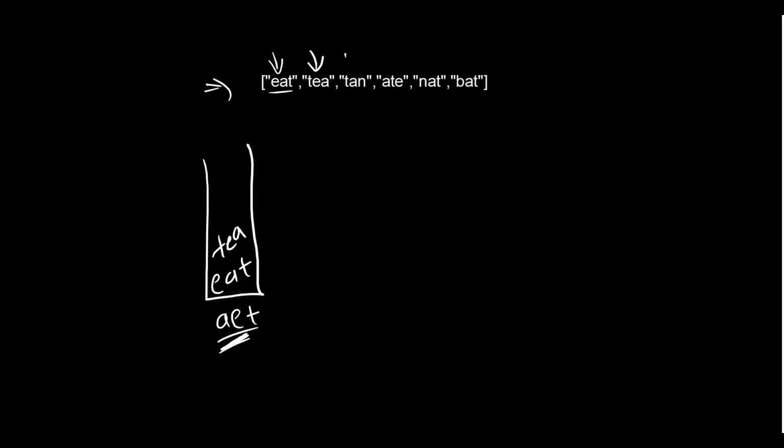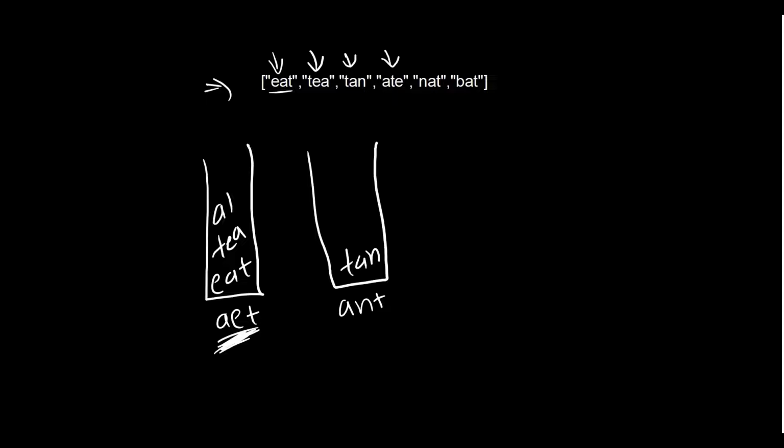Now I'll pick the third word, which is "tan". After sorting "tan", it will be "ant", and this bucket does not exist, so I'll create a new bucket and put "tan" inside it. Then I'll pick the fourth string, which is "ate". After sorting, that will also become "aet", so I'll put "ate" into the first bucket. Now the next word is "nat". After sorting, that will become "ant", so I'll put "nat" into bucket 2.